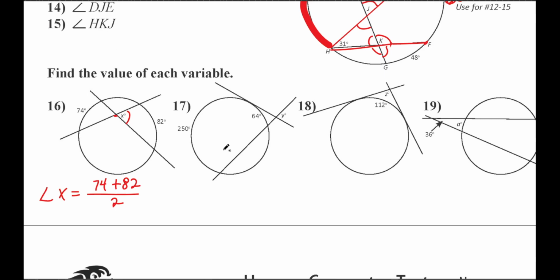Everybody good? What happens when they intersect outside of the circle? Remember, this is inside the circle. You add them. What happens when they intersect outside the circle? You subtract. Now, again, we're finding either this angle or that angle. It doesn't matter, does it? Because they're the same. All right, so what's y equal to? So angle y is equal to, you subtract the two arcs. What are my two arcs now? It's the 250 minus the 64. Doesn't matter what order you subtract them in.